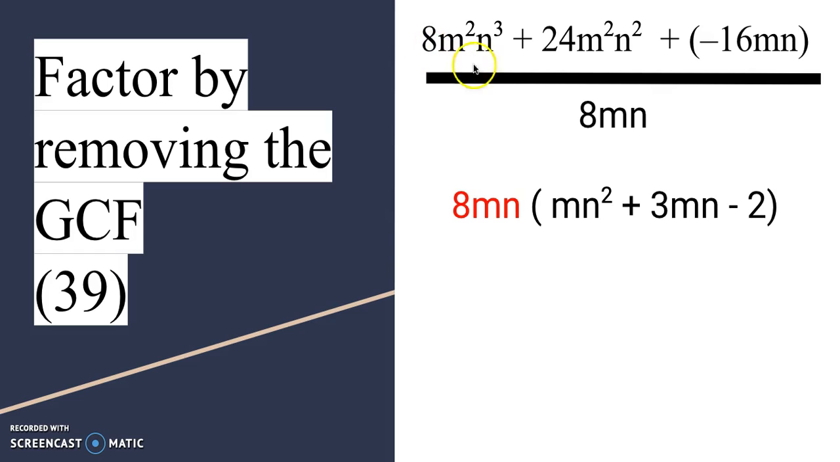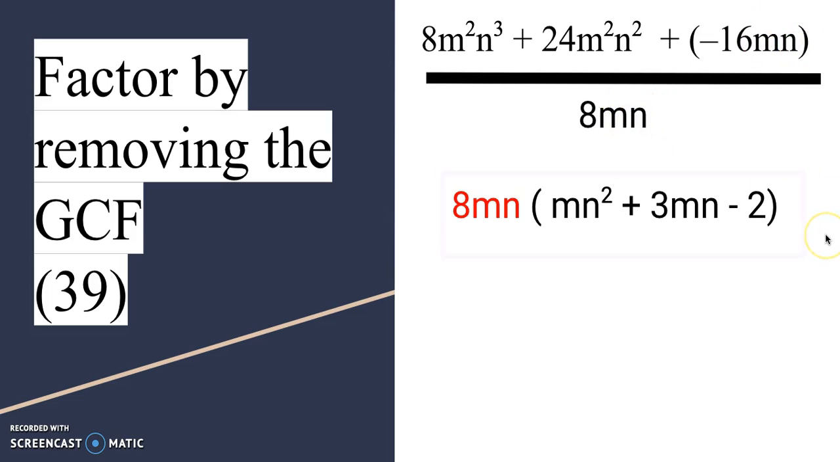8 goes into 8 one whole times. M2 minus M1 is a single M. N3 minus a single N is N2. 8 goes into 24 three times. M2 minus M is a single M. N2 minus N is a single N. 8 divided by negative 16 is a negative 2. My m's cancel, my n's cancel.